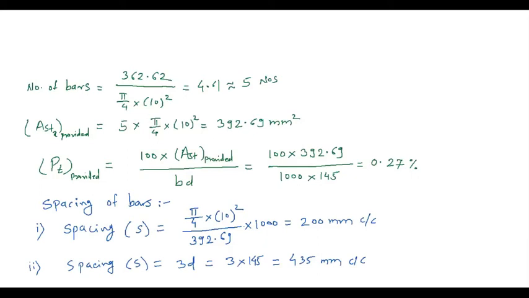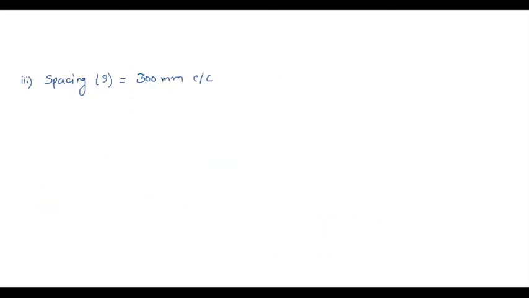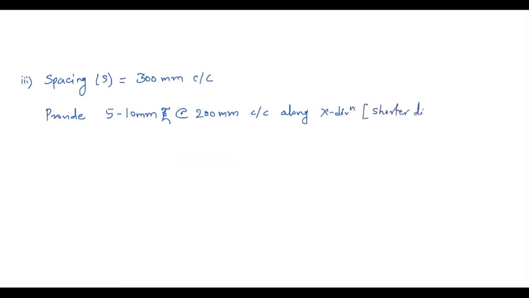So provide 5 bars of 10 mm diameter. Yes, I will write here. Provide 5 bars each of 10 mm diameter about 200 mm center to center along x direction. This x direction is your shorter direction. Okay, so this is about steel in x direction.